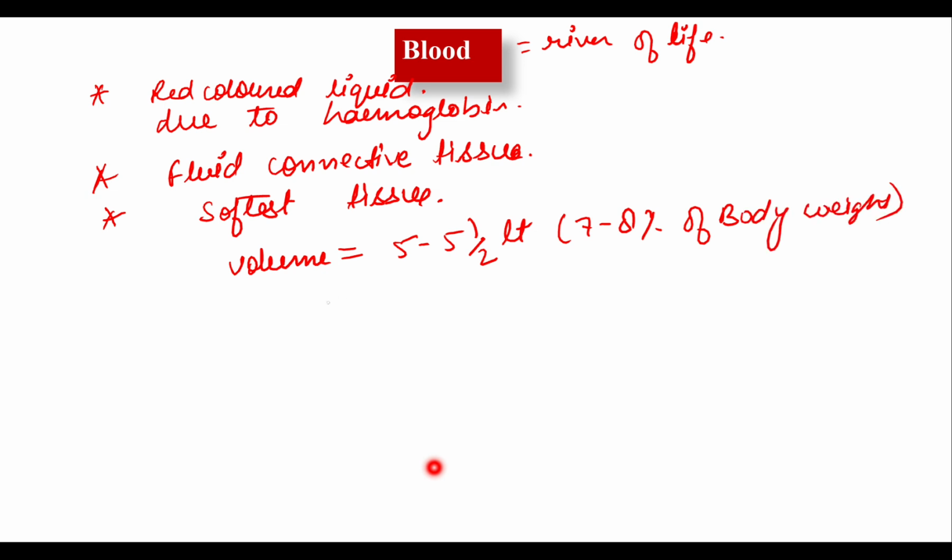Clear? And what about the pH? Its pH is just 7.4. So blood is a connective tissue and it contains many things. What does it contain? Actually, it consists of 4 different components. Let me write down here the main components of blood.